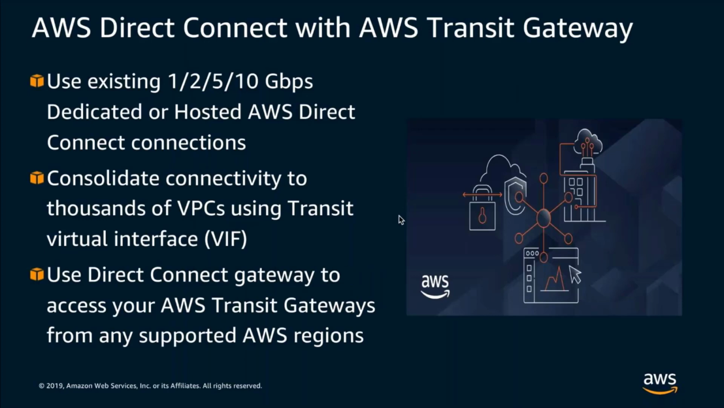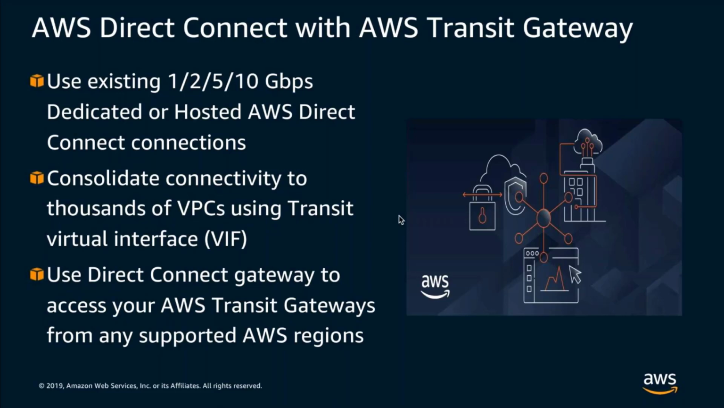Now, let's talk about how you can utilize your AWS Direct Connect with AWS Transit Gateway. To access Transit Gateway, you can use your existing 1, 2, 5, or 10 Gbps connections. It can be dedicated or hosted connections. Hosted connections are provisioned by our partners. Dedicated connections are something that you actually get from AWS, but work with partners to provide and provision. To consolidate all your connectivity to thousands of VPCs through the Transit Gateway, we have introduced a new type of virtual interface called a Transit Virtual Interface.